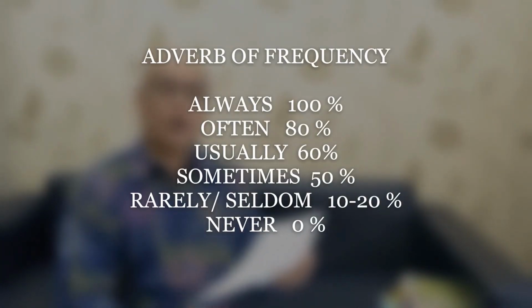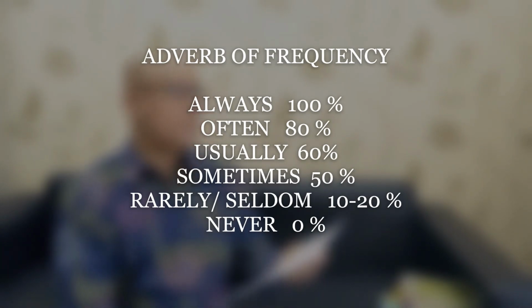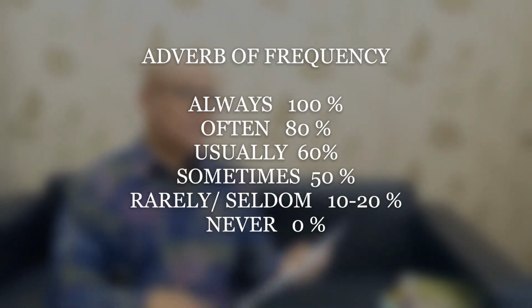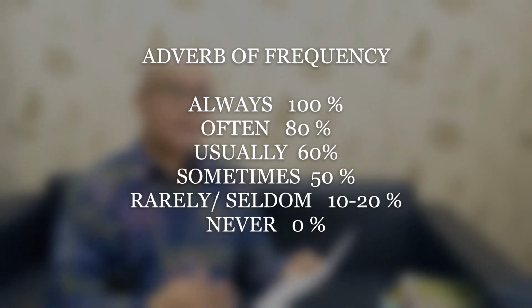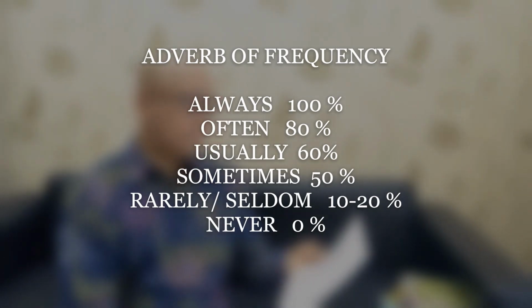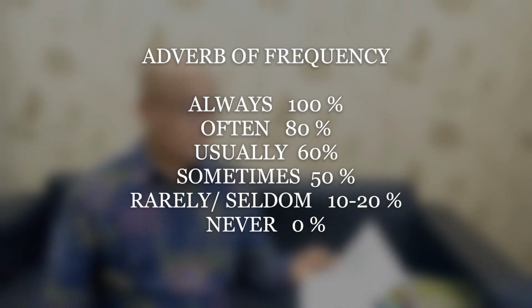So I will summarize that there are six adverbs of frequency used in simple present tense. We have always, often, usually, sometimes, rarely or seldom, and never.